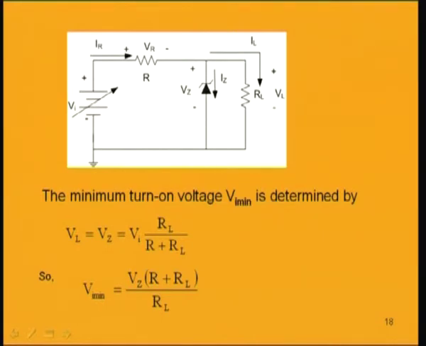So, putting the limiting condition, here we get V L is equal to V Z is equal to V I into R L by R plus R L, assuming that the Zener diode is on. For the Zener diode to be on, what will be the corresponding V L, V I that we are finding out. So, V I minimum, cross multiplying from this expression, is equal to V Z into R plus R L by R L. So, the minimum value of input voltage must be this one.